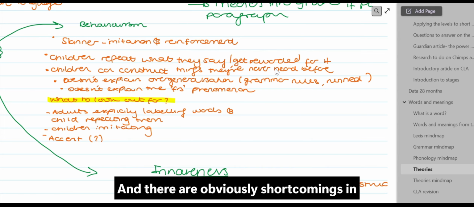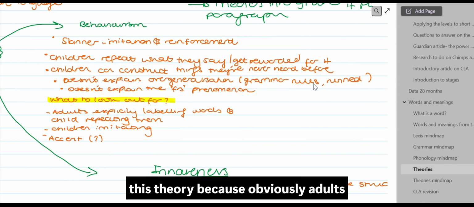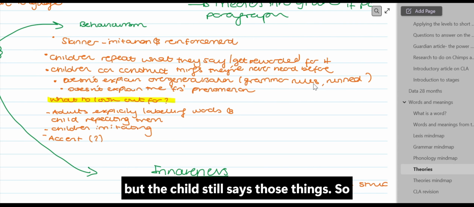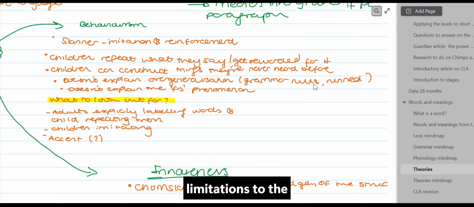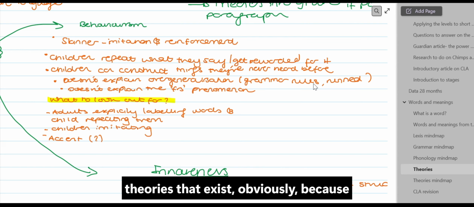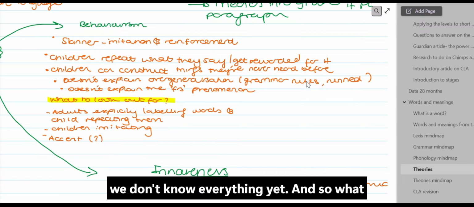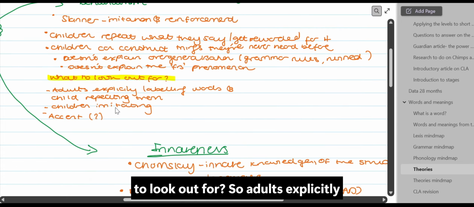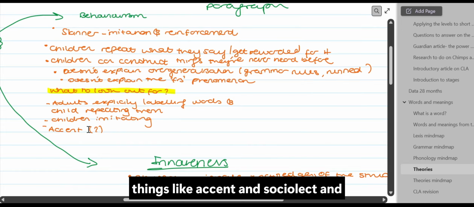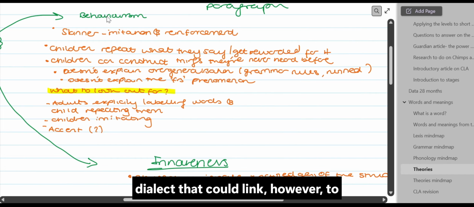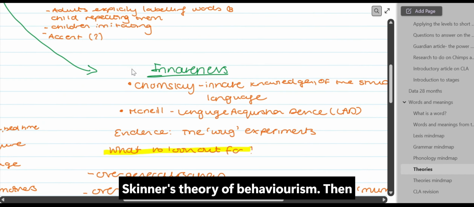And there are obviously shortcomings in this theory, because adults don't say things like "I swimmed" and "I runned," but the child still says those things. So yes, there are obviously going to be limitations to the theories that exist, because we don't know everything yet. So what to look out for? Adults explicitly labeling words and children repeating them, children imitating, and again things like accent and sociolect and dialect that could link to Skinner's theory of behaviorism.